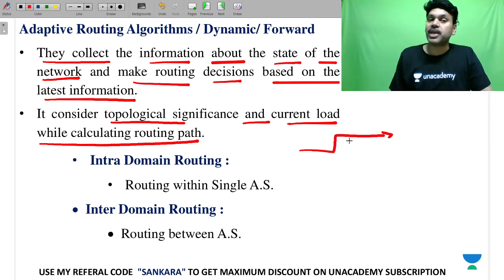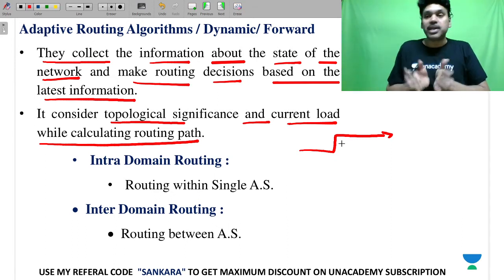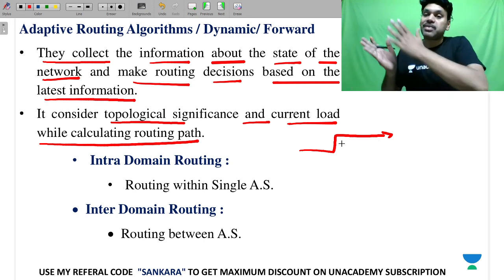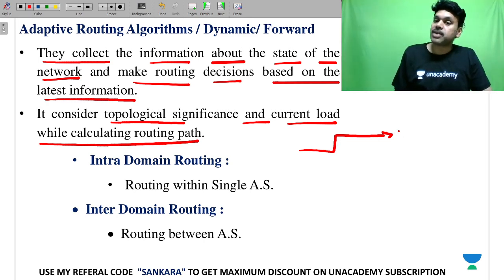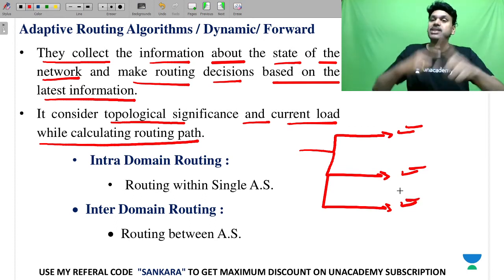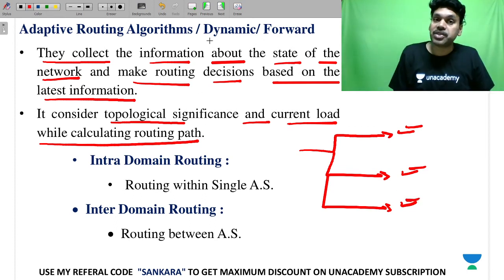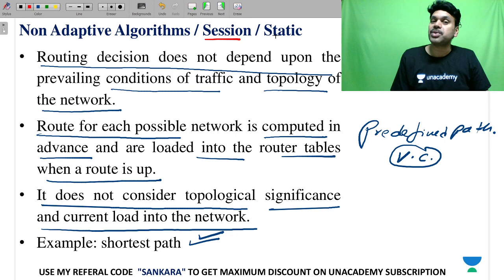Google Maps follows adaptive routing only, because when you find a congested path, it immediately opens another path for you. If you traverse this side, this will be shorter for you, so you can go that side. If you feel that is busy, you can go this side, because it's not a predefined path. The path is established dynamically. That's why it is also called dynamic routing. And in non-adaptive, you call it what? Session routing as well as static routing.